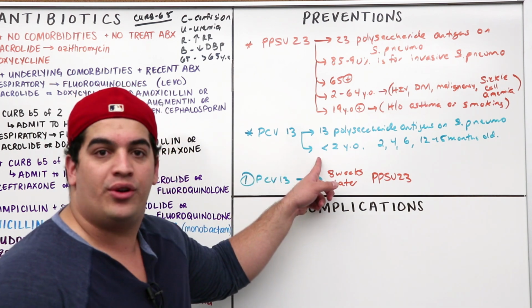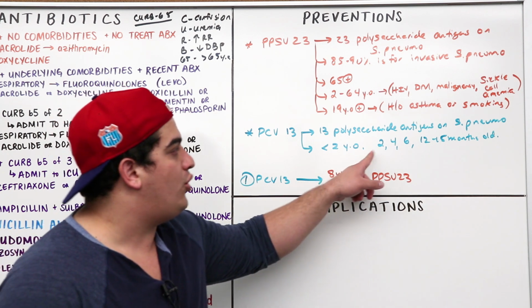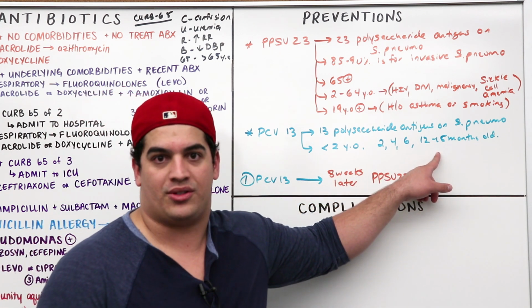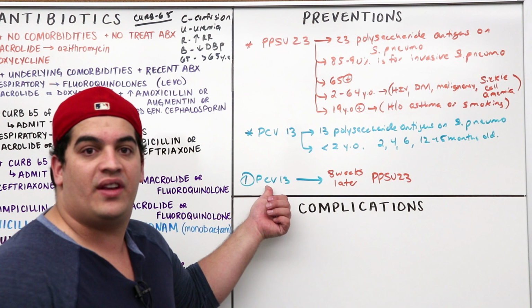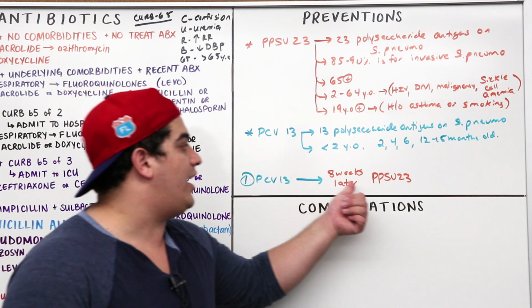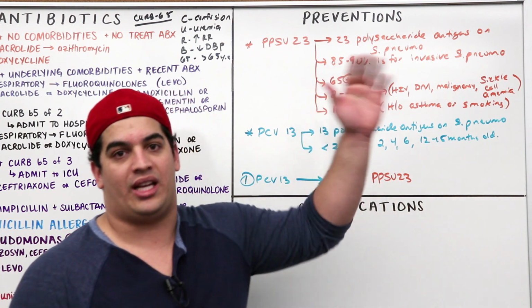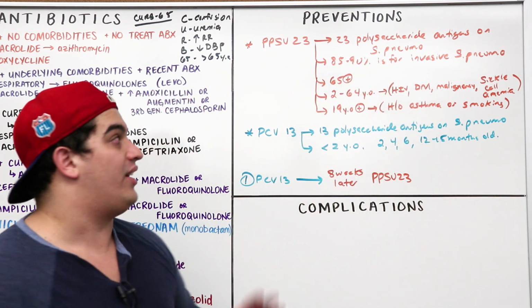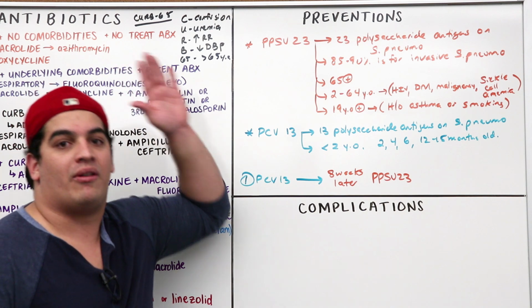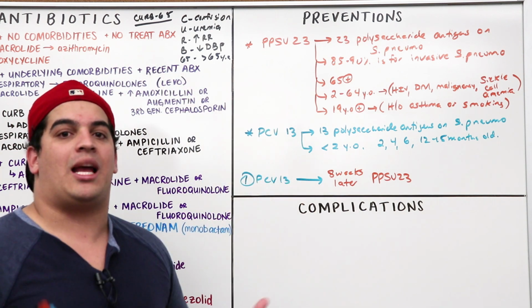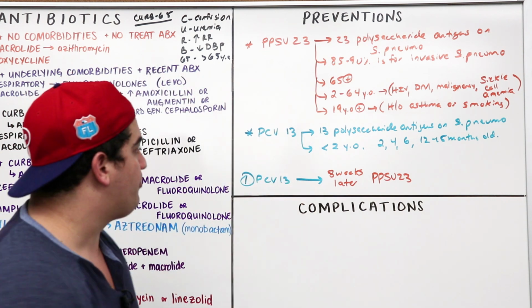You give this less than 2 years old, preferably at 2, 4, 6, and 12 to 15 months old. Preferably give the PCV13 first, and 8 weeks later, give the PPSV23. If the PPSV23 is given first, you want to give the PCV13 1 year later. And again, this is important for prevention. It helps you to develop some type of immunity, okay?